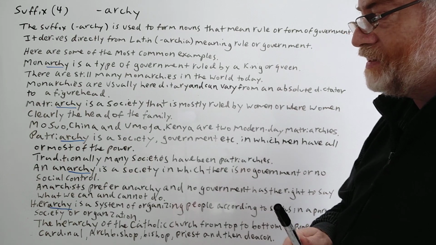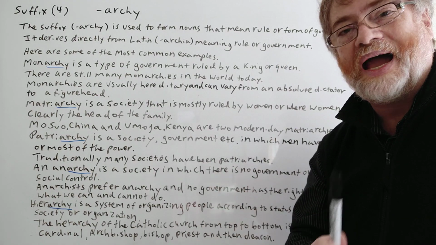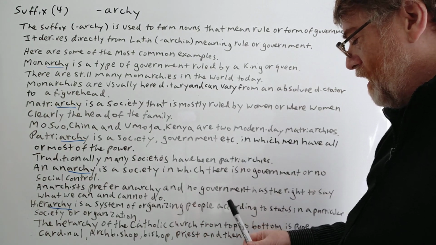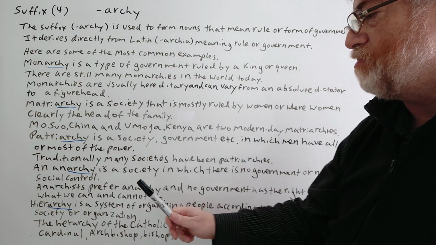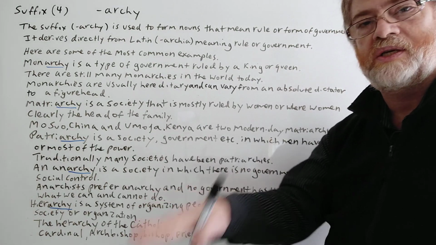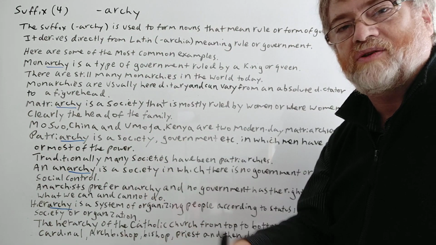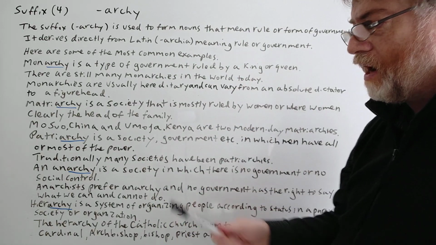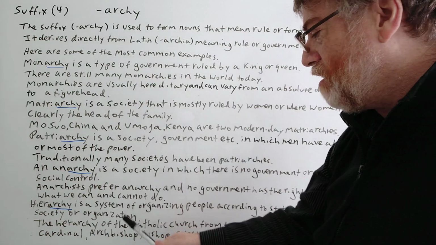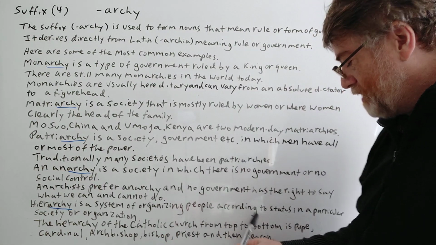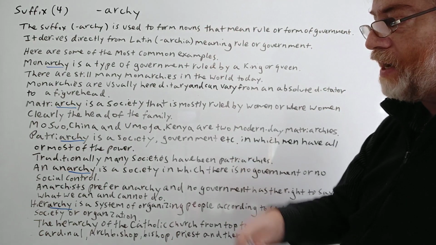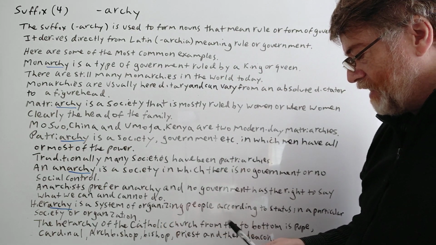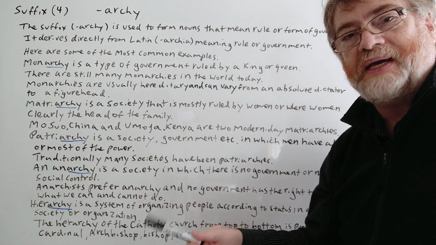And the last one we're going to cover here is hierarchy. Hierarchy is a system of organizing people according to their status in a particular society or organization. So according to the level they're at, the hierarchy goes from the top to the bottom, or from the bottom to the top. We give one example for this. The hierarchy of the Catholic Church from top to bottom is the Pope. So the Pope's on top. Then there's cardinals, archbishop, bishop, priest, and then maybe a deacon would be at the bottom.